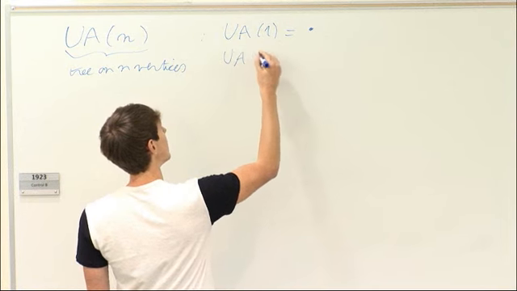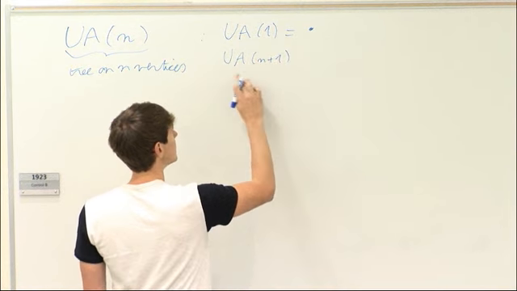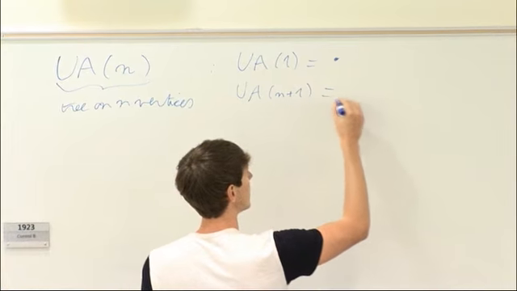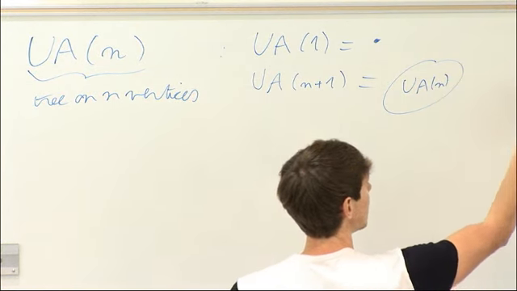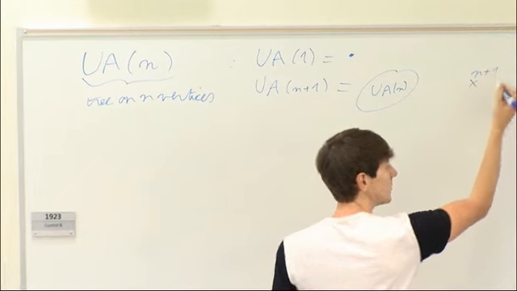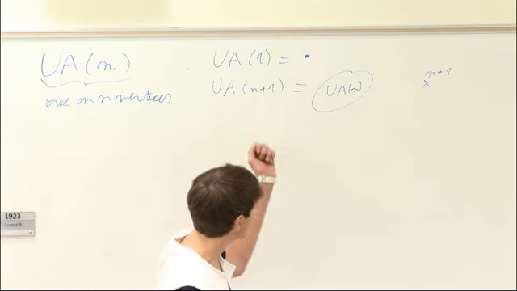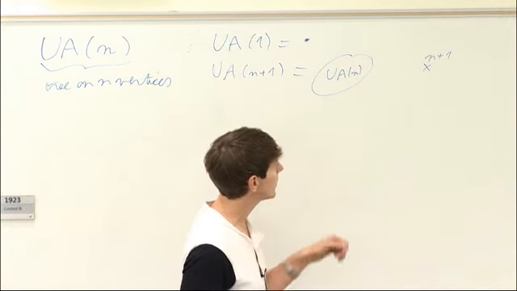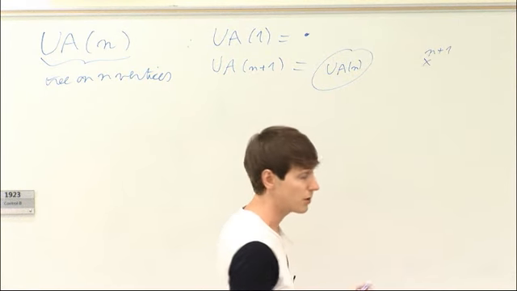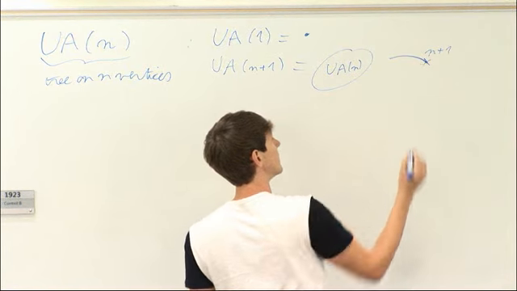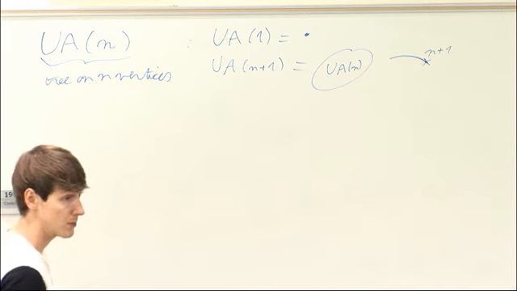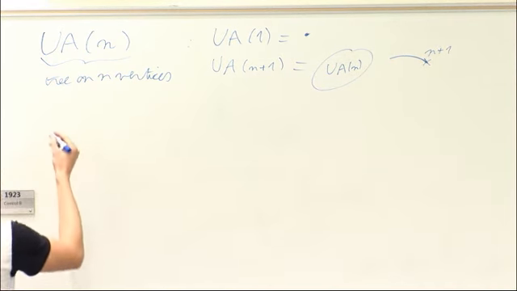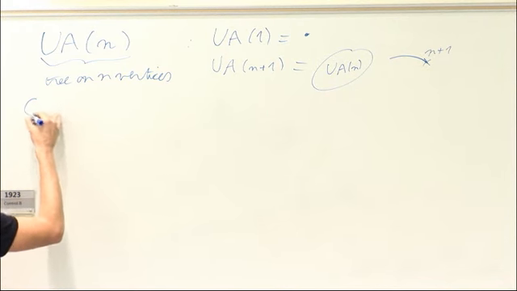And UA_{n+1}, so UA stands for uniform attachment, so I have UA_n here. And then I'm going to add a new vertex n+1. And n+1 is going to attach to an already existing vertex, which is chosen uniformly at random. Okay, so it just sends an edge like this to a vertex chosen uniformly at random. Okay. Now, that's the model we are going to look at.